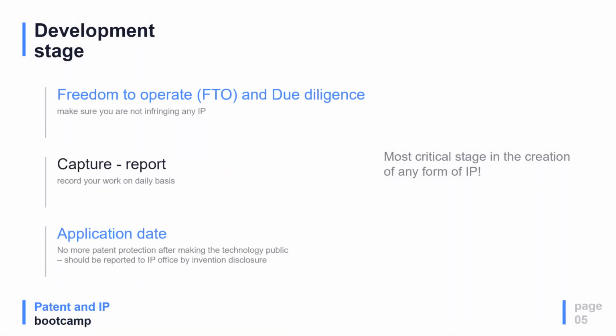So let's have a look at those steps in more detail. For example, the development stage. Here it is important to do a freedom to operate analysis and due diligence, so that you can be sure that you're not infringing any IP. Here you have to capture your daily work, and you need to have in mind that there's no more patent protection after you have disclosed your technology to the public. This is a really critical stage in the creation of any IP, and so it's really important to have this in mind.